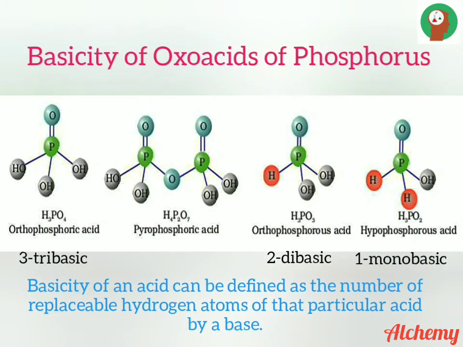Basicity of oxoacids of phosphorus. Basicity of an acid can be defined as the number of replaceable hydrogen atoms of a particular acid by a base. There is a simple trick to find the basicity of each phosphorus oxoacid. Simply count the number of OH groups in each oxo acid and this gives the basicity. For example, orthophosphoric acid has 3 OH groups, so it is tribasic. Similarly, orthophosphorus acid is dibasic and hypophosphorus acid is monobasic.